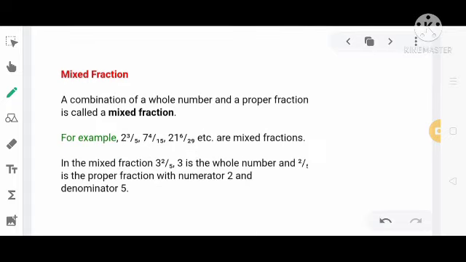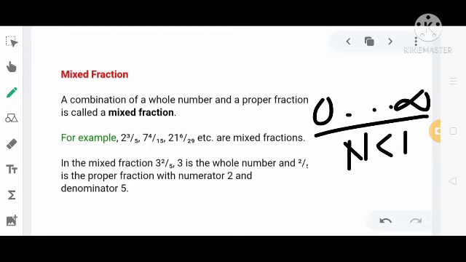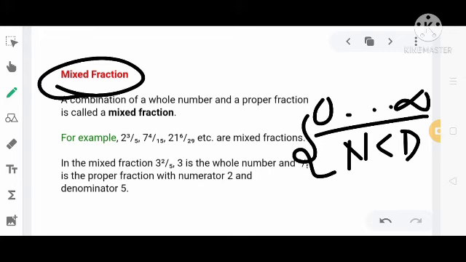Next and last one is mixed fraction. A combination of a whole number and a proper fraction is called a mixed fraction. Combination of whom? A whole number and a proper fraction. One whole number means it starts with 0 and ends at infinity. And a proper fraction means numerator is less than the denominator. These two combined will represent a mixed fraction.